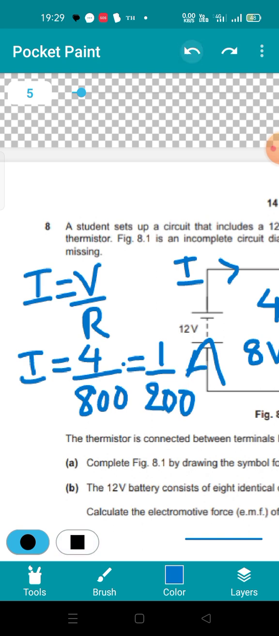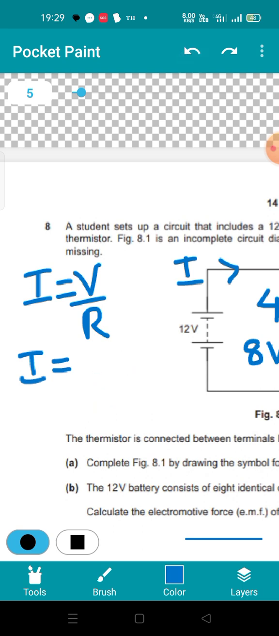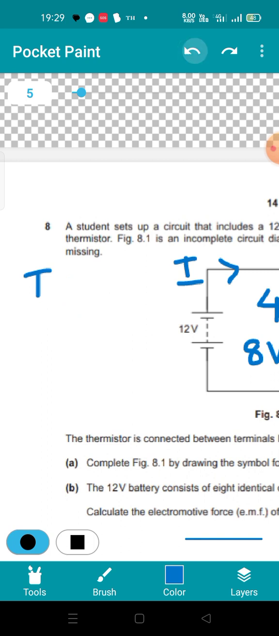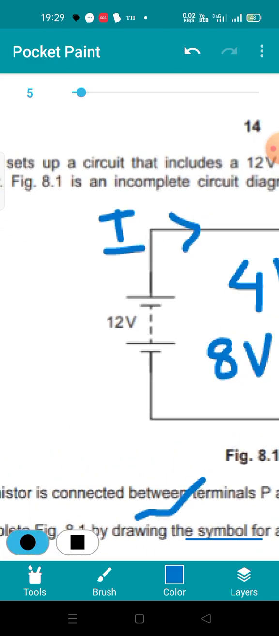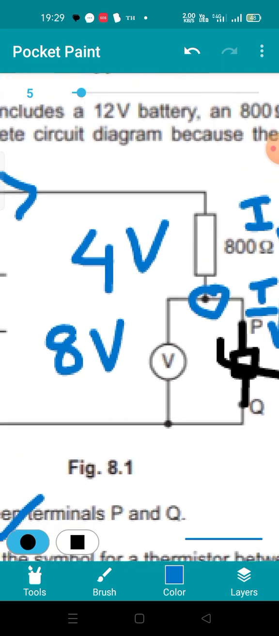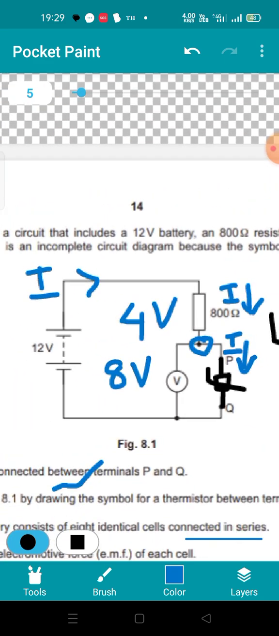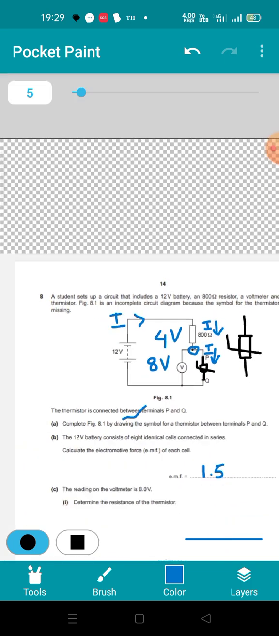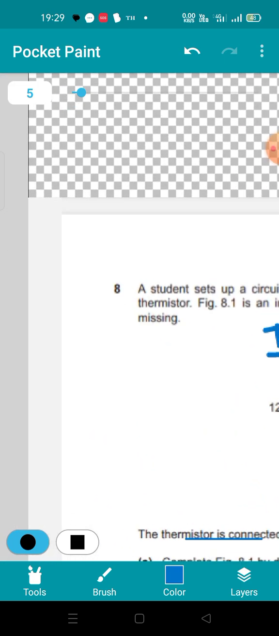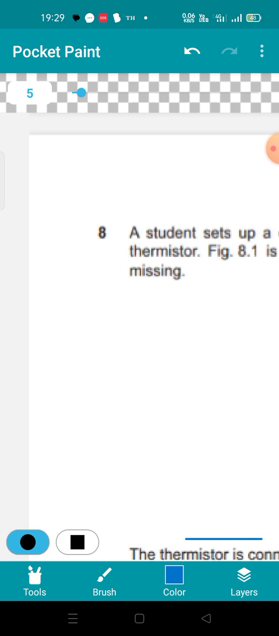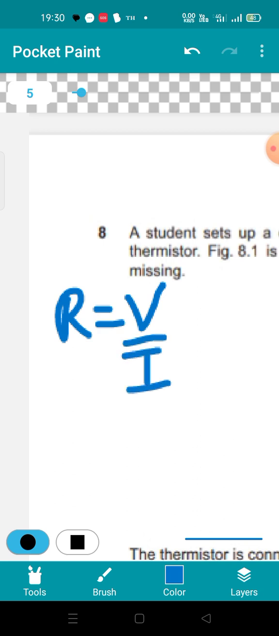Now the same current, that is 1 by 200 amperes, will flow through the thermistor as well. So now we know the current through the thermistor, that is 1 by 200 amperes. We know the potential difference across the thermistor, which is 8 volts. We need to find the resistance of the thermistor. So again, using the formula, V is equal to IR, or R is equal to V by I. So what does R represent here? R here represents the resistance of the thermistor.